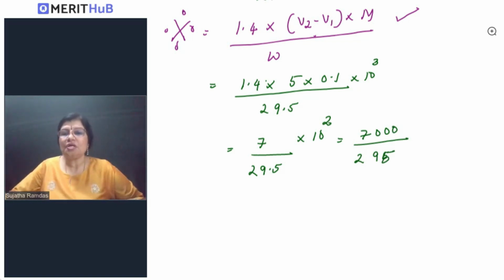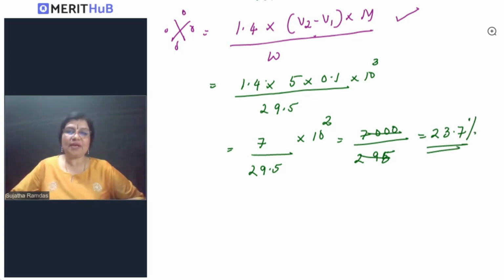And if you solve for this, you will get the percentage as 23.7%. So this is the final answer to this question. Make sure that you understand what kind of formula to use. Even though you've learned so many shortcut formulae to help with time management, you should be very alert and not use the wrong formula.